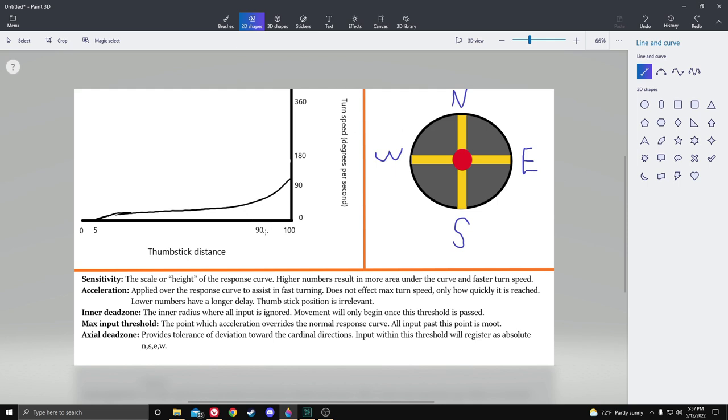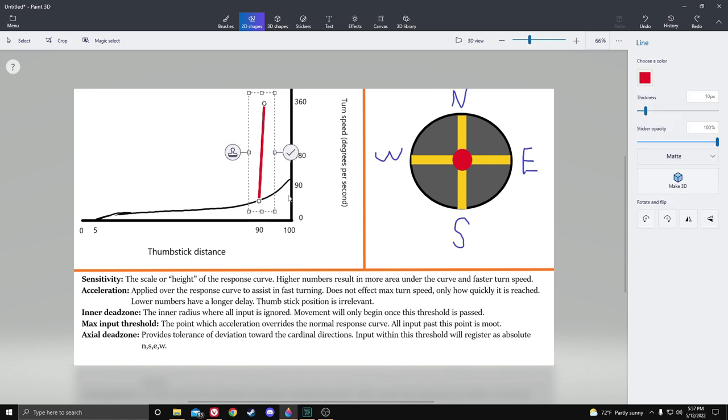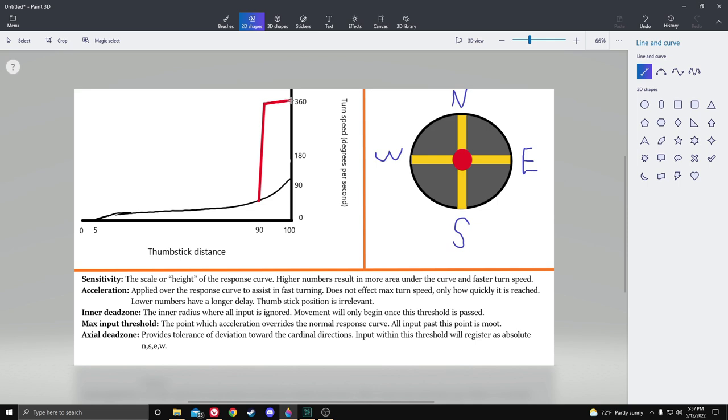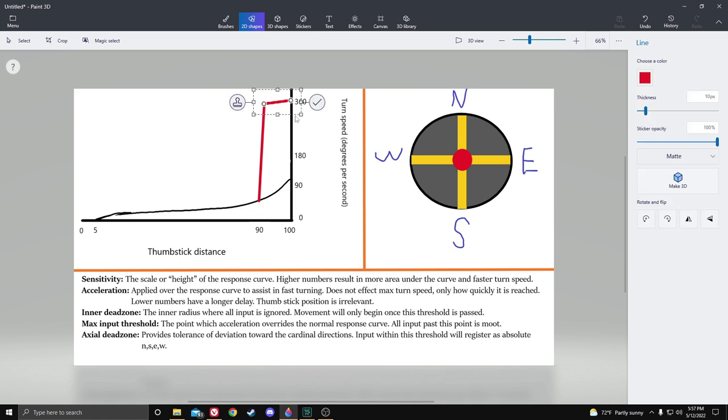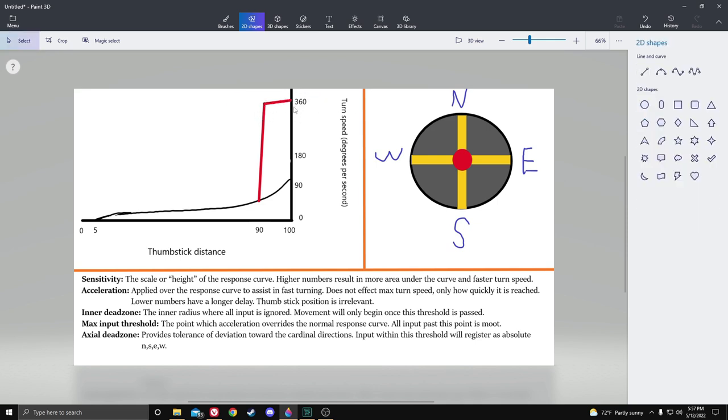So, since in this example we're working with a max input threshold of 90 or 10 in game value, what that means is that our acceleration curve, which is a very steep, almost 90 degrees like curve line, it's a line segment, all that means is that it bisects our curve at our max input threshold. And I've used a different color to denote this fact. It's a different curve. And here is our acceleration curve.